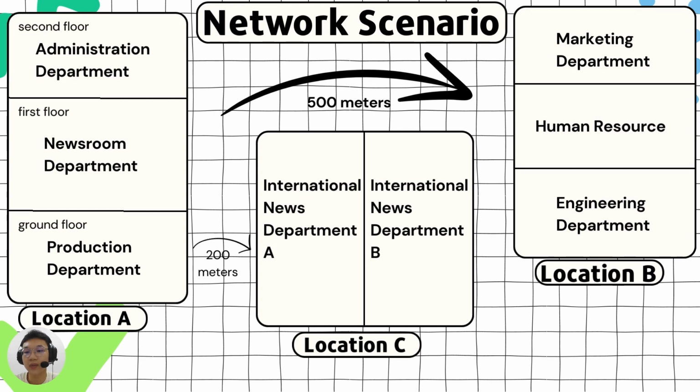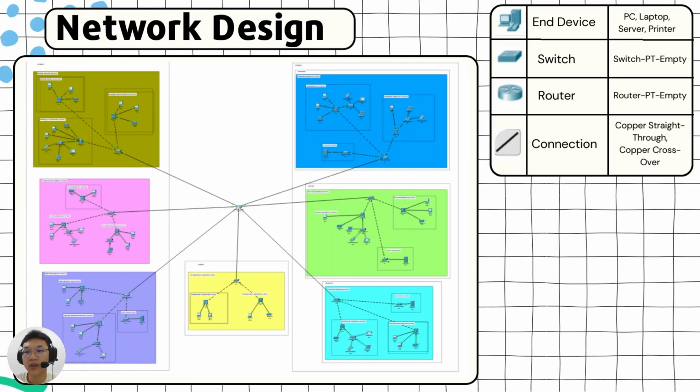So now we move to network design. This is the look of the network topology we designed. We're using 7 switches and 1 router. Each switch is connected to 2 to 3 sub-switches, and each sub-switch is connected to the end devices.